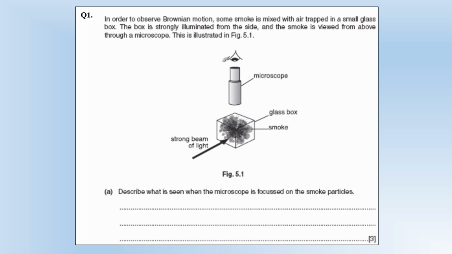Okay, so looking at some thermal physics, in order to observe Brownian motion, or Brownian motion being the random movement of particles in a liquid or a gas, some smoke is mixed with air trapped in a small glass box. The box is strongly illuminated from the side, and the smoke is viewed above through a microscope. We've got a diagram to show us that. Describe what is seen when the microscope is focused on the smoke particles.